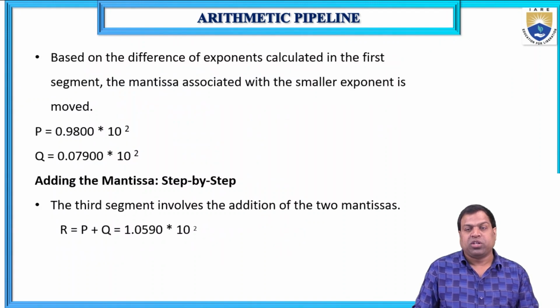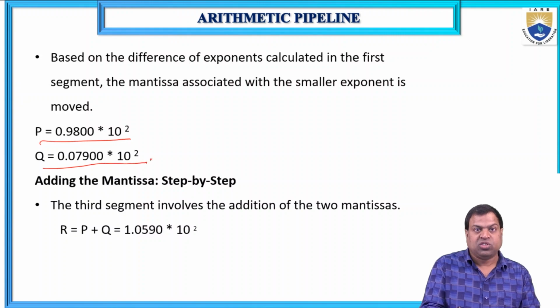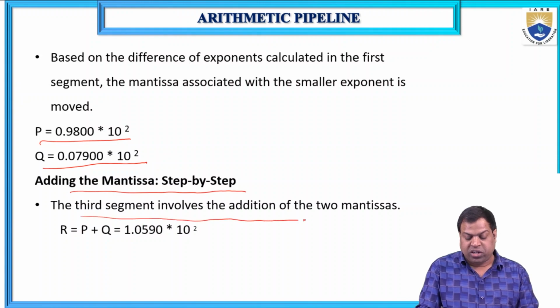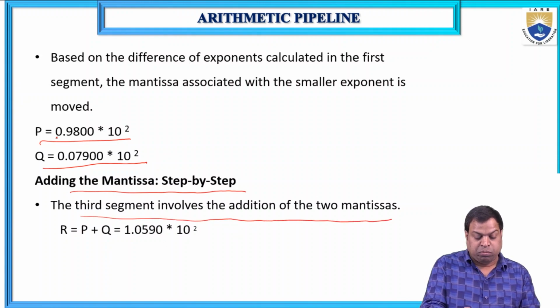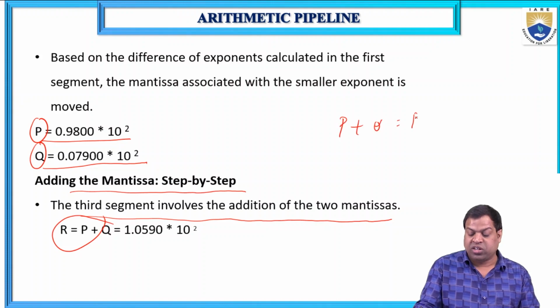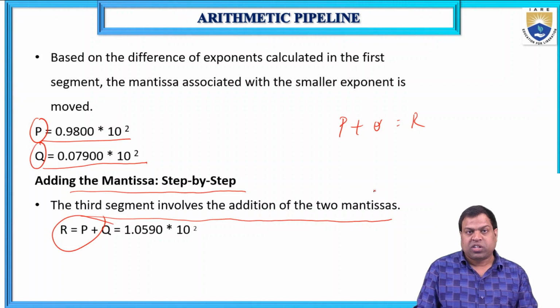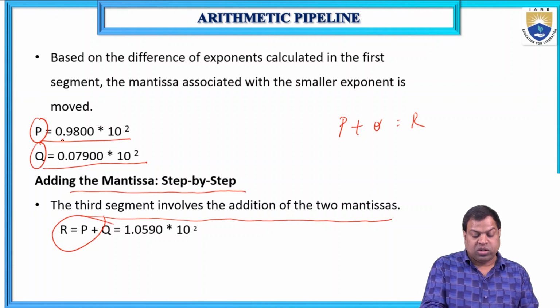Based on the difference of exponents calculated in the first segment, the Mantissa associated with the smaller exponent is shifted. P equal to 0.9800 into 10 square, Q equal to 0.07900 into 10 square. Adding the Mantissa step by step. The third segment involves the addition of the 2 Mantissas, that is P and Q. The addition of these P and Q I am taking as R. So P is one variable, Q is another variable. We have to add P plus Q. The resultant I am taking as R. So P is one register, Q is another register, and the resultant value is stored in the R register. So R equal to P plus Q, that is 0.9800 plus 0.0790.